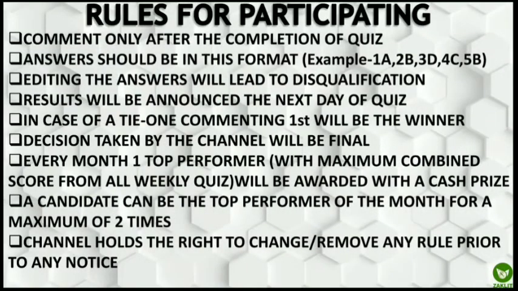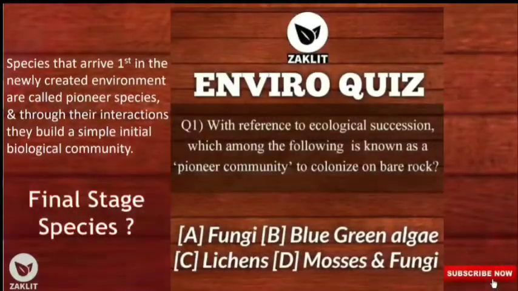So in this environmental science quiz, you can win cash prizes if you become the monthly top performer of the month. Yes, in order to know all the rules about this quiz contest, you can pause this video and go through all these rules. So the first question was, with reference to ecological succession, which among the following is known as pioneer community to colonize on bare rock?